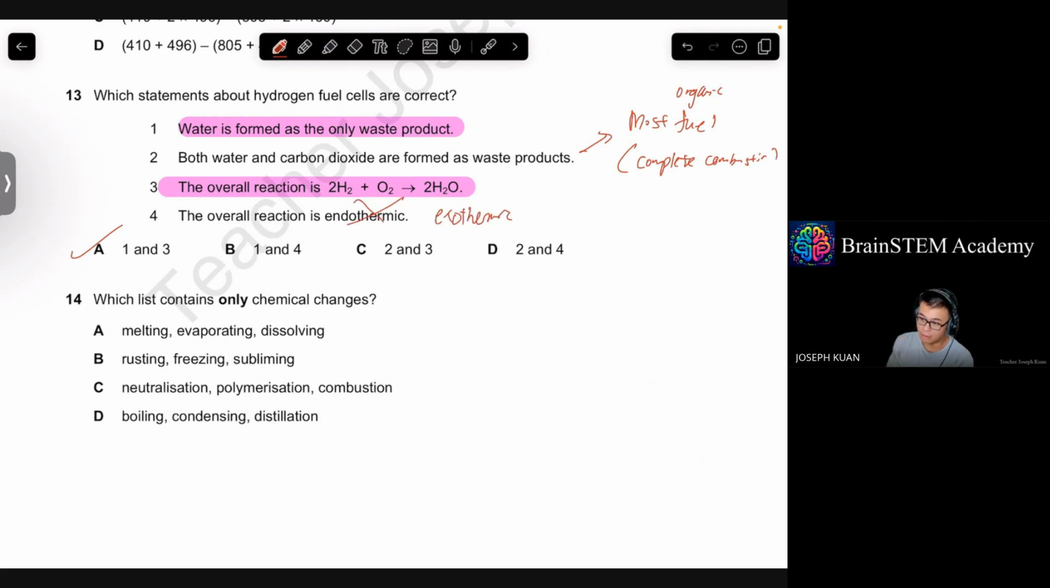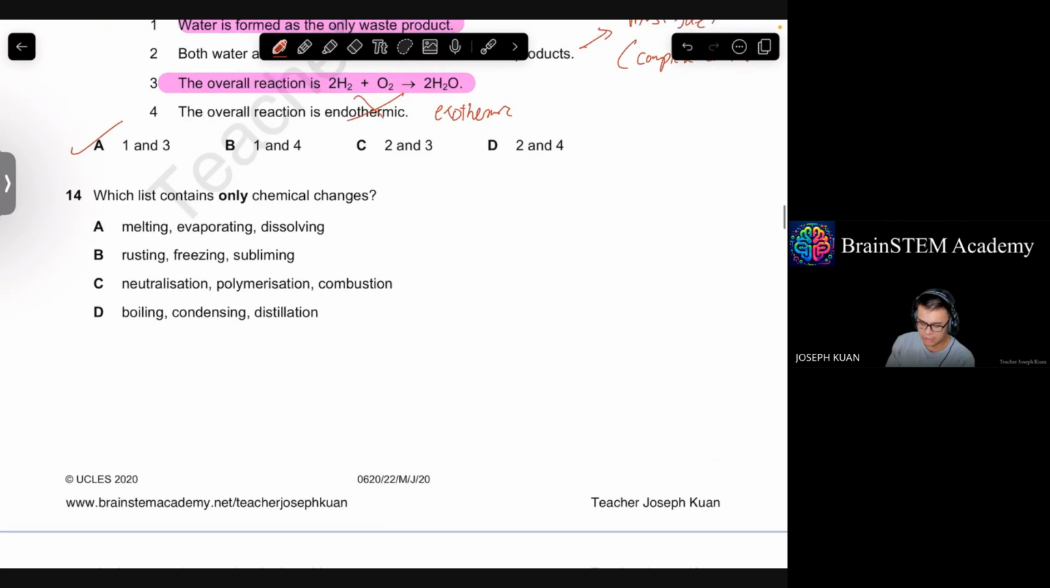Now, question number 14. Which list contains only chemical changes? In chemical changes, essentially the formula of the chemical will change, right? State change is a physical change, like from solid, liquid to gas or to aqueous solutions.